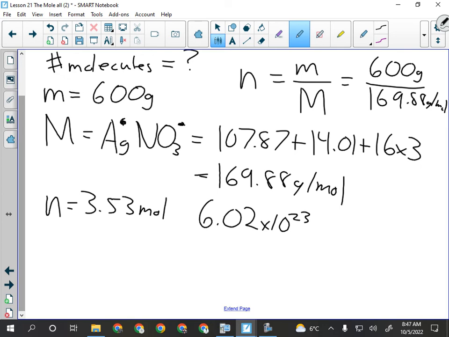Multiply them. Okay? In the same way that if I told you I have 5 dozen eggs, how many eggs do I have? You would go 5 times 12. We're doing exactly the same thing here. That number represents a mole, just like 12 represents a dozen. Everyone follow me there? So I would multiply these two numbers together.